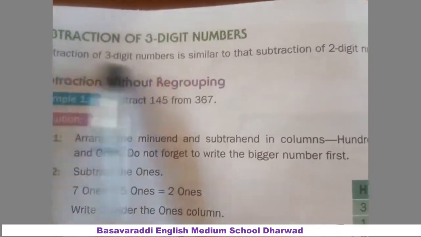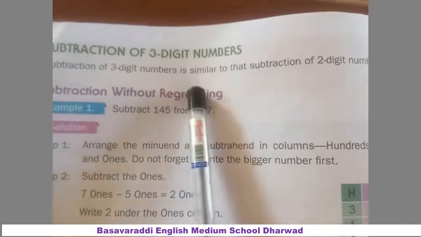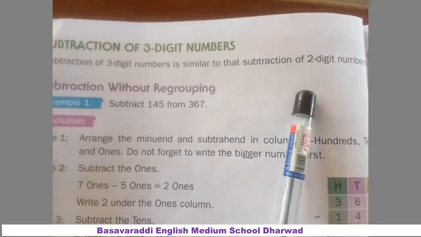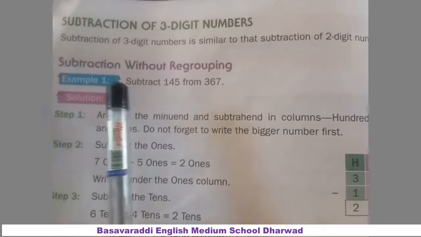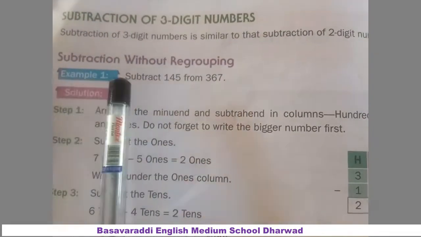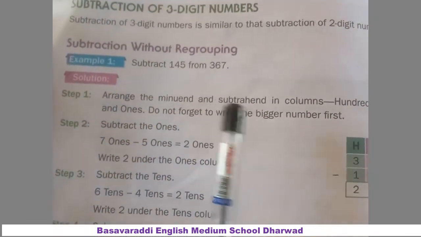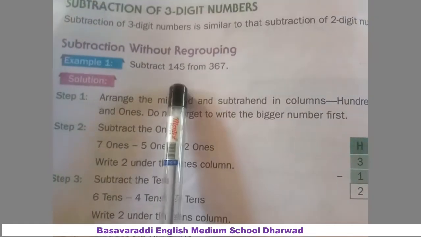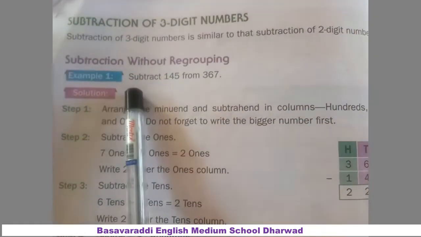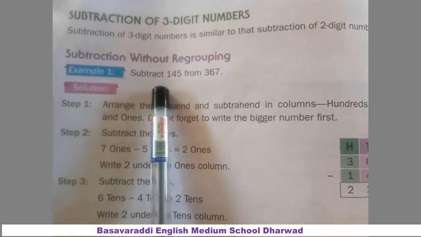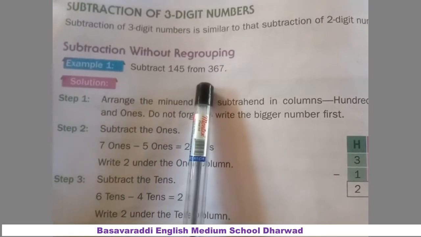Subtraction of 3-digit numbers is similar to subtraction of 2-digit numbers. First, subtraction without regrouping. Without regrouping means there is no borrowing from other places. For example, subtract 145 from 365.